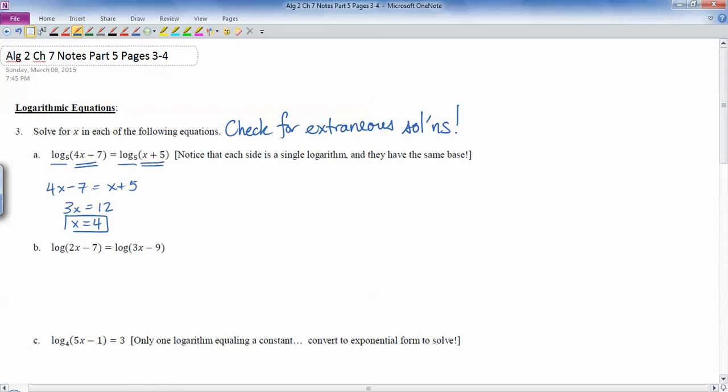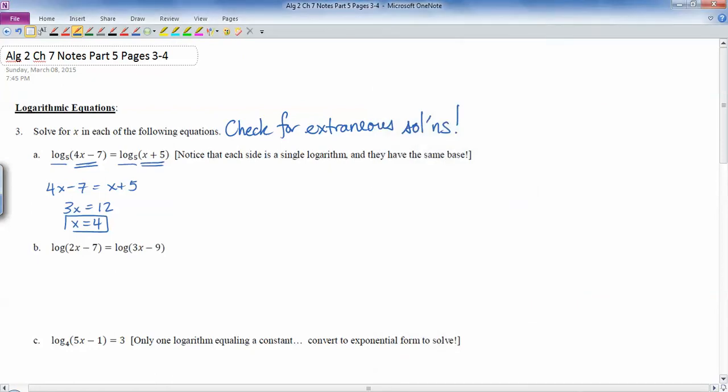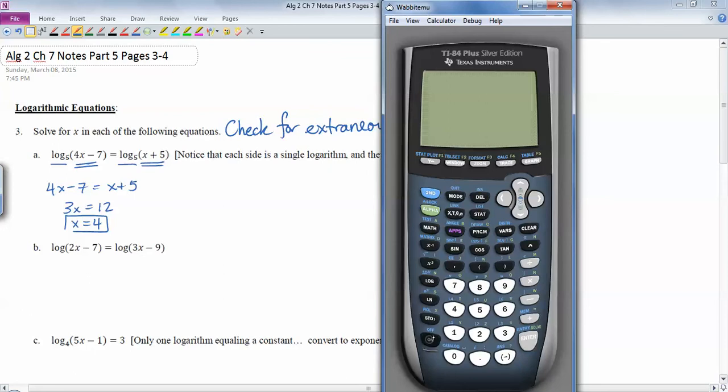Okay, so let's plug this into the calculator and see how this goes. So of course the calculator is not working. So let me restart it. Great. Okay, let me restart it one more time. There we go.